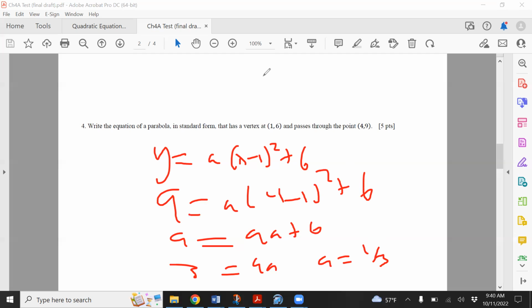Now you got your equation, but you're not done yet. What I'm asking you to do after that is to put it in standard form. And the reason I asked that is I want you guys to practice FOILing, right? And combining like terms. It's not hard.